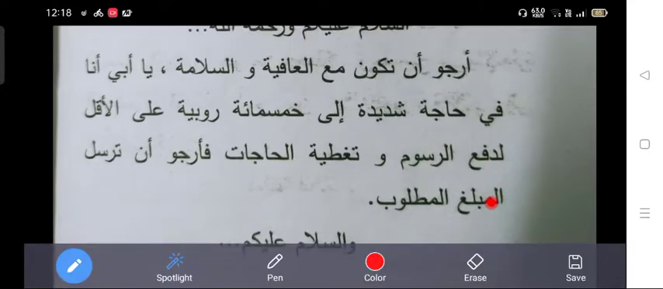After salutation, in the body of the letter, here he is beginning, Arju an takuna ma'al afiyati wa salama. I hope you are with peace and well. You are well and fine in this way. I hope you are well and fine. Main ummeed karta hoon aap sehat salamati se honge.